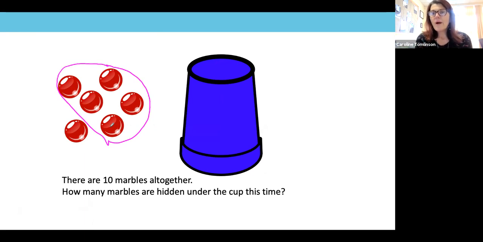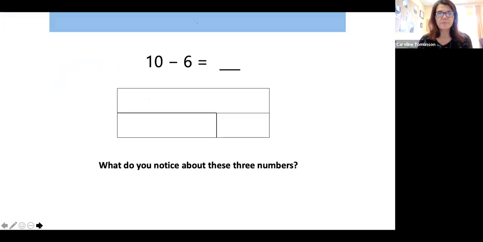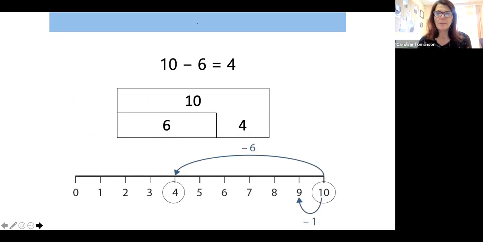We really want to move away from children having to count one to one and starting at 1 each time. So that discussion about how you see a number is really important. 10 take away 6 equals 4. So 10 is my whole, 6 is a part, and 4 is a part. And again, we'd want children to draw upon what they know about number bonds to help with that calculation.